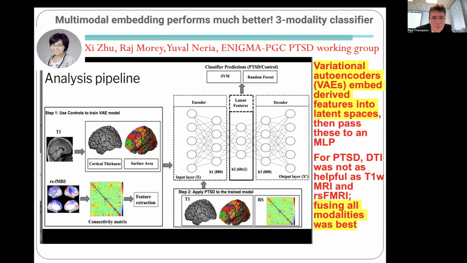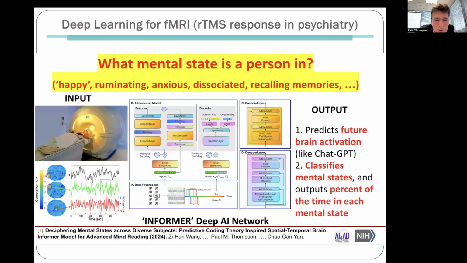And so in identifying people with post-traumatic stress disorder based on their imaging, she found that DTI was actually not very helpful, but a fusion of T1 weighted imaging and resting state imaging was very good indeed. Taking this into the future, Xiaogan Yan and his team in Beijing have been training vision transformers, this version is called an informer, to encode the time series of functional MRI and predict the next frame. And so you can predict brain activity from sequential data in much the same way as you could predict words in language using a transformer.